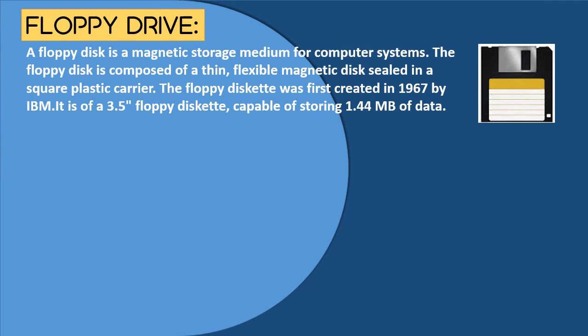Floppy drive. A floppy disk is a magnetic storage medium for computer systems. The floppy disk is composed of a thin, flexible magnetic disk sealed in a square plastic carrier. The floppy diskette was first created in 1967 by IBM. It is a 3.5 inch floppy diskette, capable of storing 1.44 MB of data.